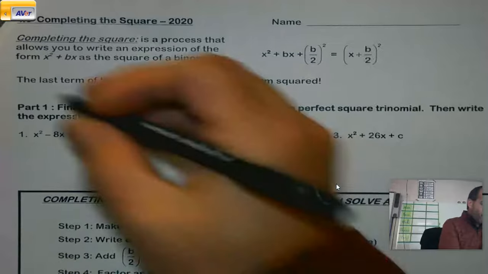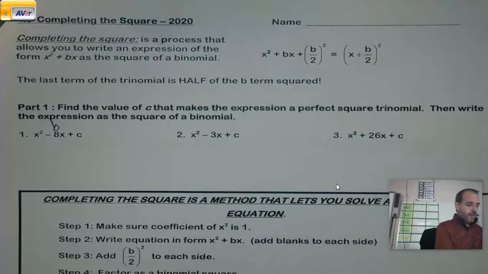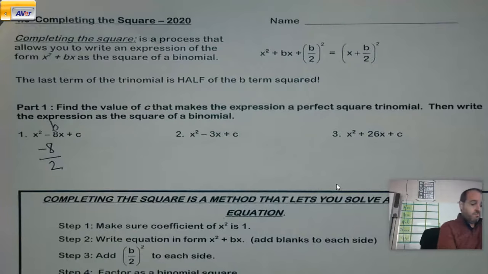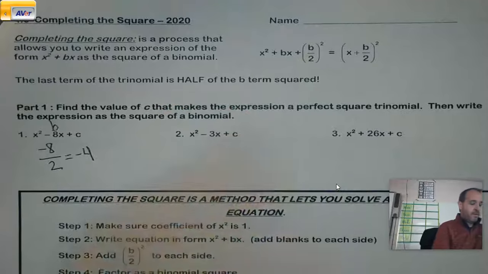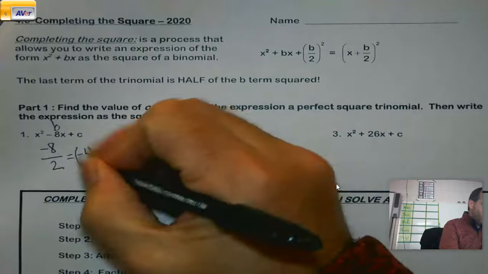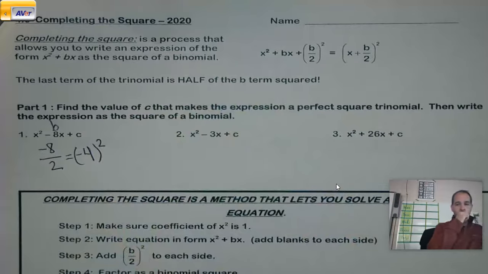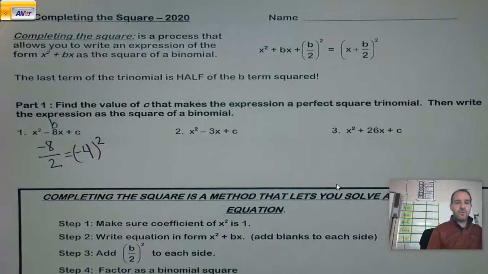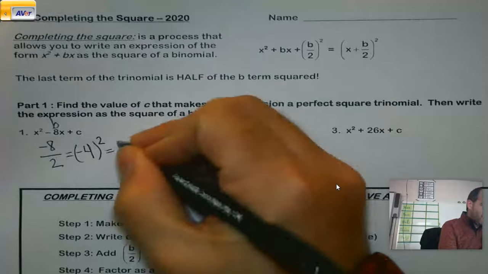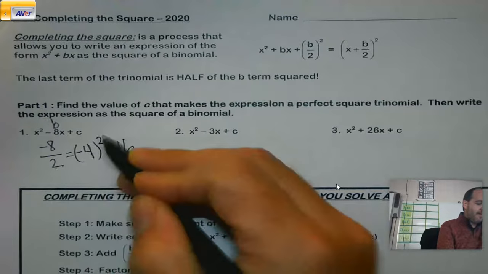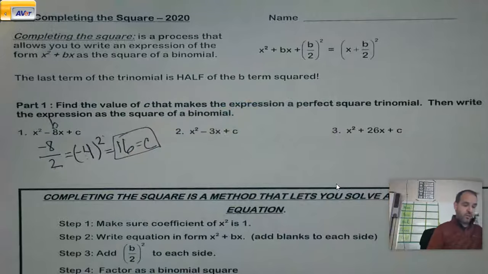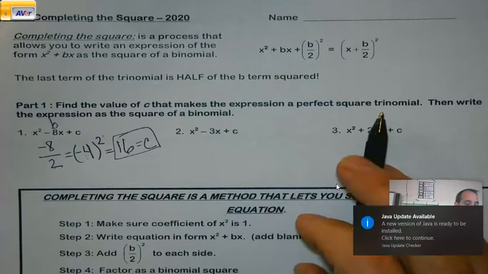We're going to take your b value. Our b value here is -8. We're going to cut it in half. That's -4. Then we're going to square it. And what you're going to learn here is this is going to be the actual steps that we're using when we're completing the square. So it's always half b, square half b, which is 16. This is the c value. This is the first part of the question that makes this a perfect square trinomial.